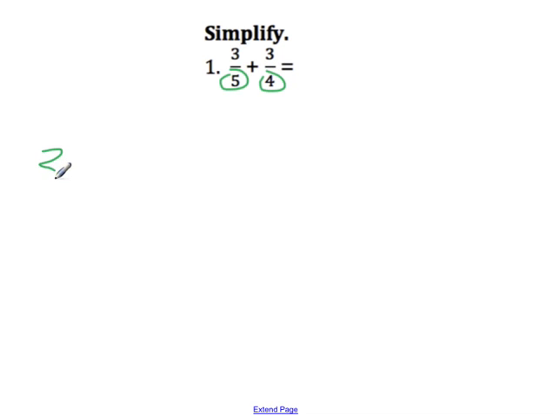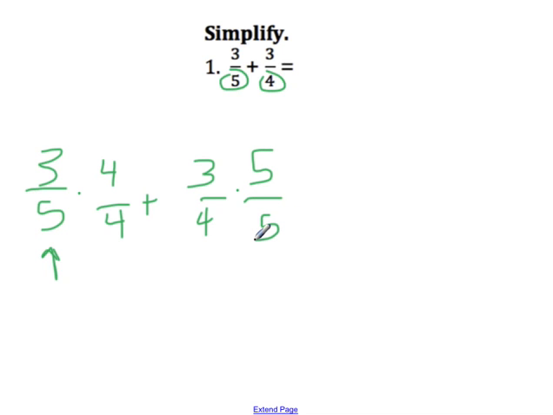First I have the fraction 3/5. I want to figure out what I need to multiply 5 by to get to 20. Well, that's going to be 4. So I'm going to multiply by 4 over 4 so that I can get that bottom to 20. Then for the second fraction, I have 3 over 4, and now I'm figuring out what I need to multiply 4 by to get to 20, and that's going to be 5. So I'm going to multiply by 5 over 5.